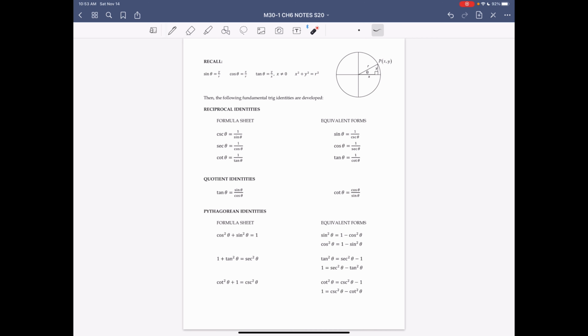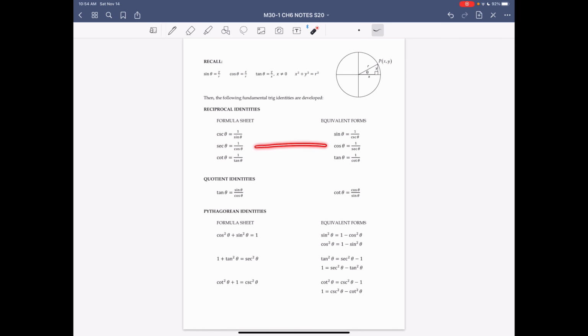We have the reciprocal identities. The following three are on your formula sheet. We have cosecant theta is equal to 1 over sine theta. That's on your formula sheet. What's not on your formula sheet would be the equivalent form that sine theta is the reciprocal of cosecant theta. So sine theta equals 1 over cosecant theta. On your formula sheet, you have secant theta is the reciprocal of cos, so 1 over cos theta. And from that, you can get that cos theta is equal to 1 over secant theta.